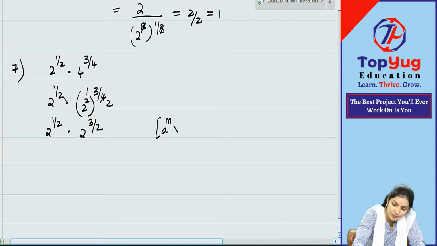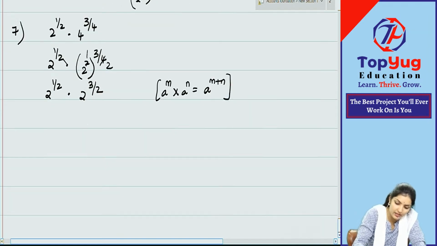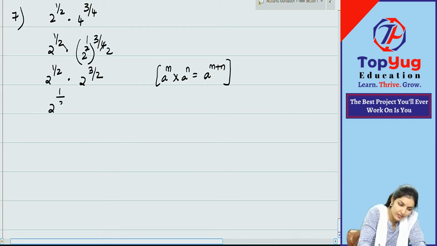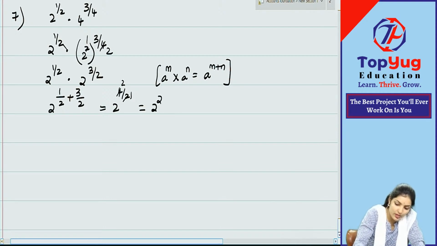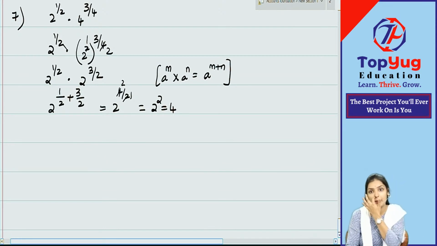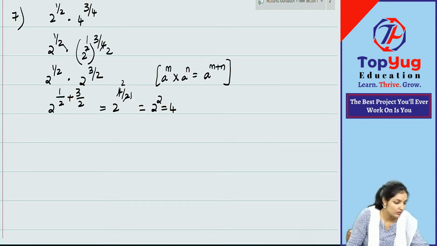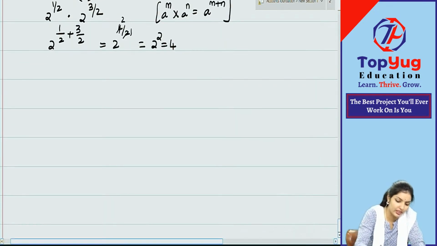Now here it is a to the power m into a to the power n is equal to a to the power m plus n. So answer is 2 to the power 1 by 2 plus 3 by 2. What would be the answer? 2 to the power 4 by 2. Ones are, twos are. So 2 square, answer is 4. Very good. Right? So it's obviously a positive integer. It is not a fraction anyhow.